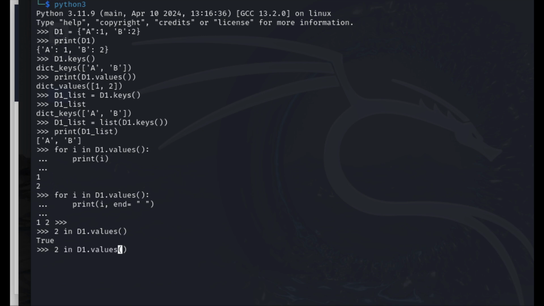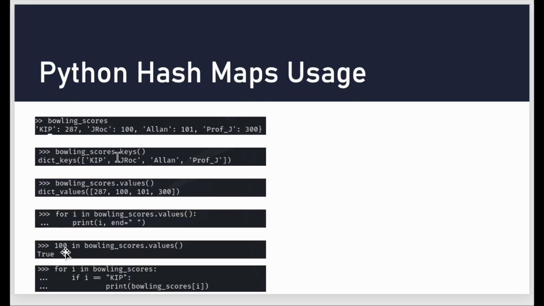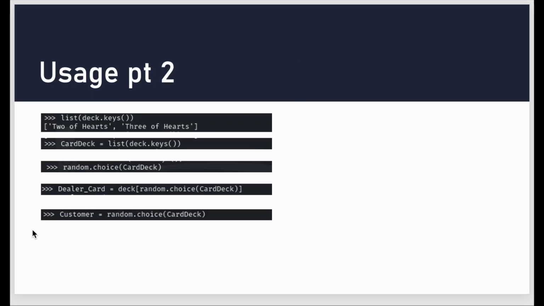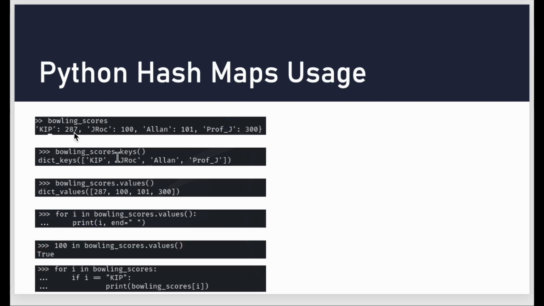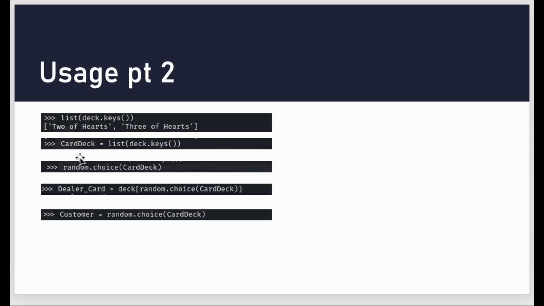Now on the other side, to get a false value, all we have to do is state something that's not in the D1 dictionary right here. So we'll say 3 in D1 values is actually false, similar to maybe something here, if we would have said, for example, 288 in bowling scores dot values, that would be false. Okay, now we can say list deck dot keys.